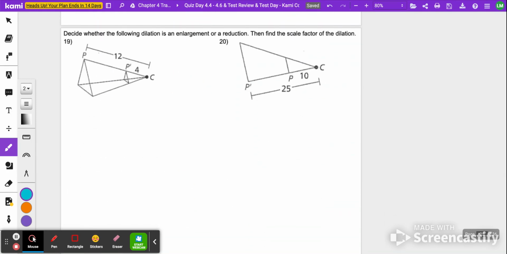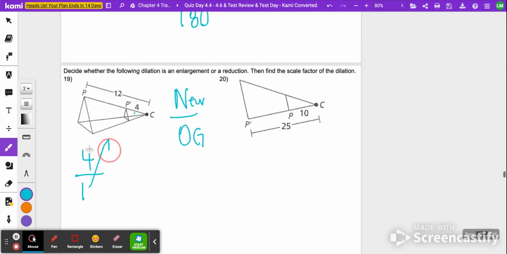Number 19, decide whether the following dilation is an enlargement or a reduction, and then find the scale factor. Remember, to find the scale factor, you're going to say the new piece over the original piece. So the new piece is 4, and the old piece is 12. So I go from 12 to 4.